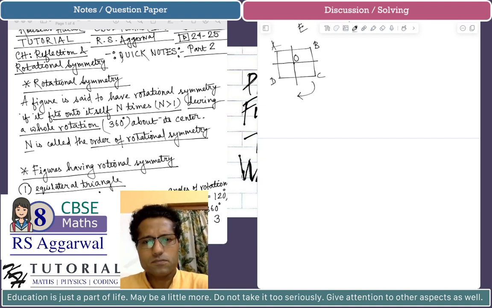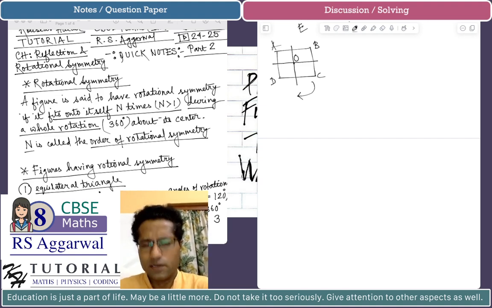So now, a figure is said to have rotational symmetry if it fits onto itself. If it fits onto itself means when you are rotating, after giving a certain rotation, whatever the position and orientation of the figure is, it exactly matches with the starting orientation and position of the figure. That is what it means, fits onto itself.